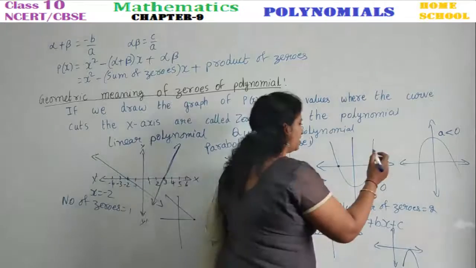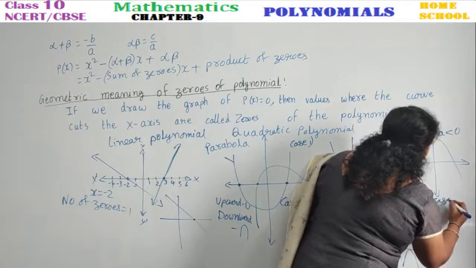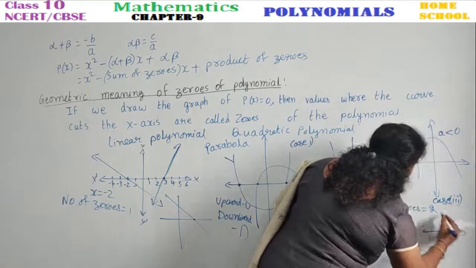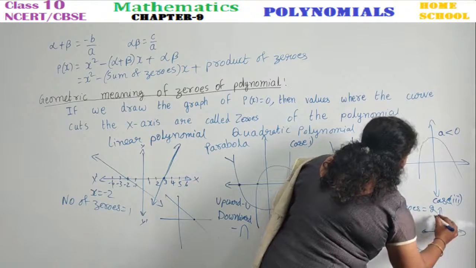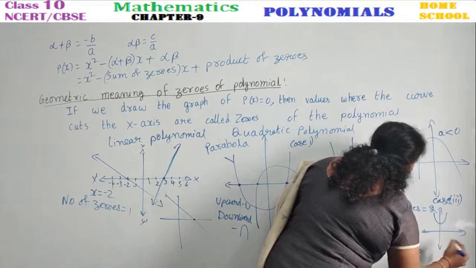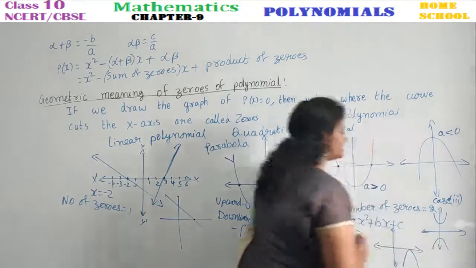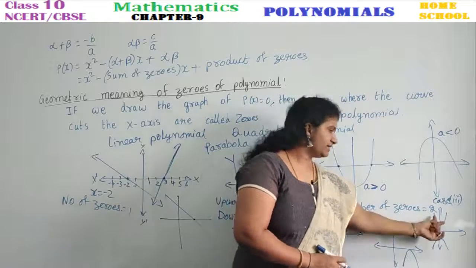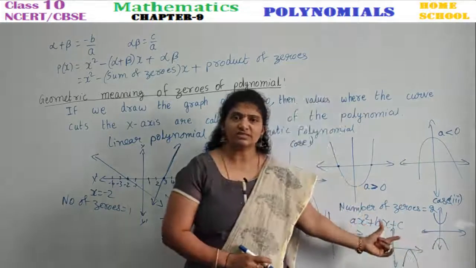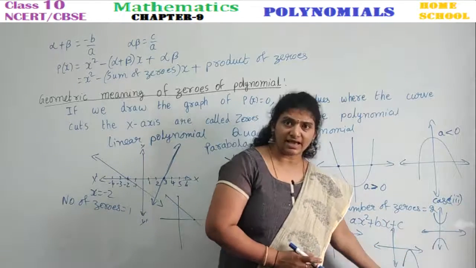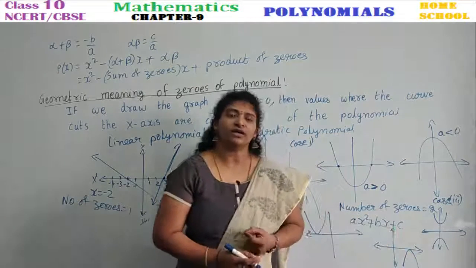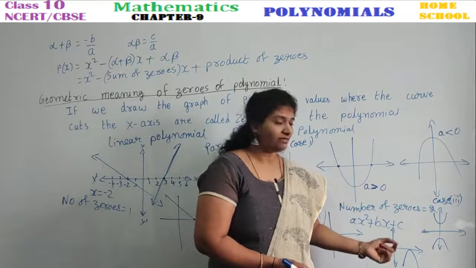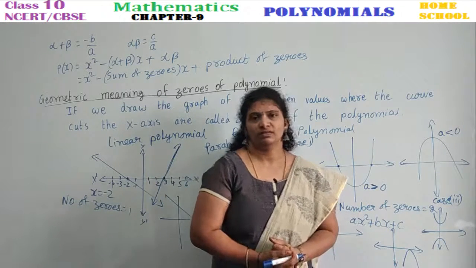And one more case, children. Third case, case 3. What is that third case? Suppose your parabola is upward or downward, like this. Is it touching the x-axis? No, it is not touching the x-axis. If it is not touching the x-axis, what can you conclude? You can say that there are no zeros.